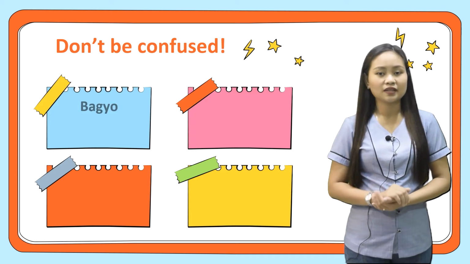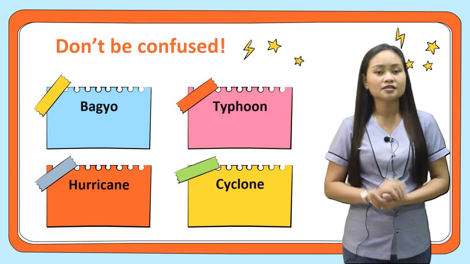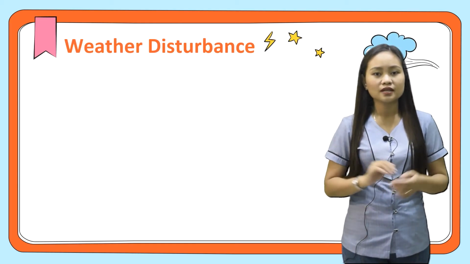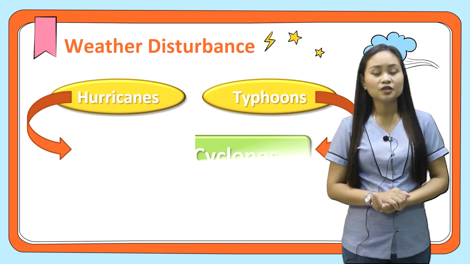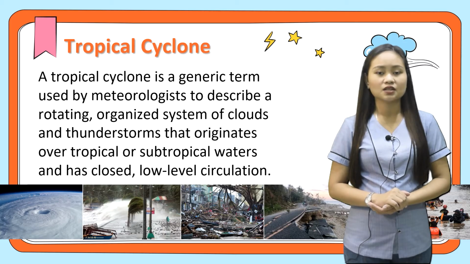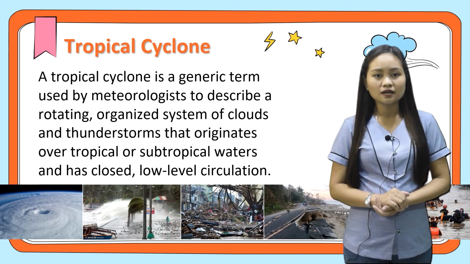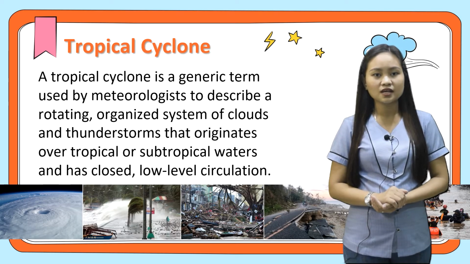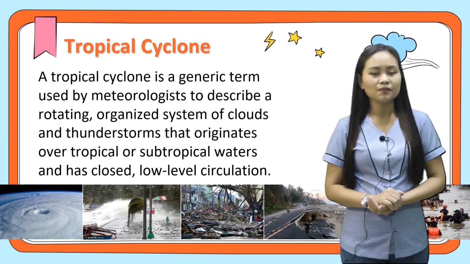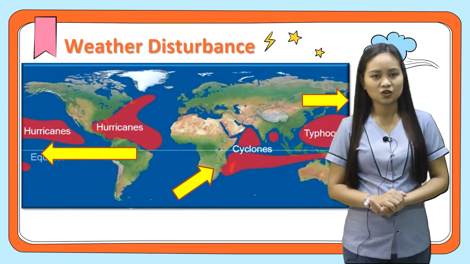Don't get confused, my dear learners, because bagyo, typhoon, hurricane, and cyclones are just the same. Hurricanes and typhoons are the same weather phenomenon, which is the tropical cyclone. A tropical cyclone is a generic term used by meteorologists to describe a rotating, organized system of clouds and thunderstorms that originates over tropical or subtropical waters and has closed, low-level circulation.